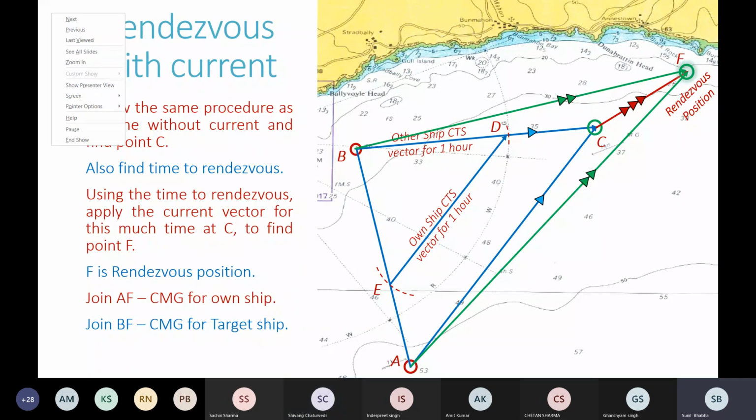So you divide alpha Charlie by your engine speed, it gives you the time to rendezvous. जैसे हमने time to rendezvous बिना करंट के निकाला था, जितना वो टाइम आएगा आपका करंट वेक्टर उतने ही टाइम के लिए लगेगा। ठीक है सर। और इसको वाइस वर्सा करके, अदर शिप का सीटीएस और स्पीड दे रखी है, तो उससे भी कर सकते हैं बीसी मेजर करके। बिल्कुल कर सकते हो बेटा, यू कैन डू इट विद अदर शिप ऑल्सो। दैट मीन्स ब्रेवो चार्ली डिवाइडेड बाय ब्रेवो डेल्टा, इट विल ऑल्सो गिव यू द सेम टाइम टू रेंडेवू। इतने ही टाइम के लिए करंट को अप्लाई करना है.